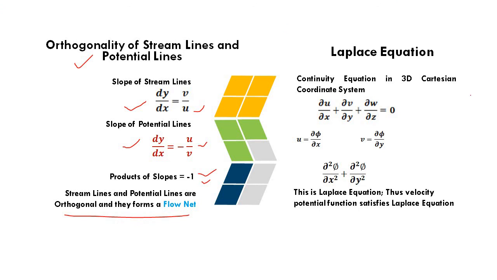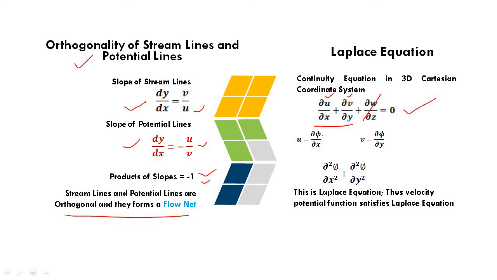We had derived the continuity equation: dou u by dou x plus dou v by dou y plus dou w by dou z equal to 0. It is the continuity equation in the 3-dimensional Cartesian coordinate system. If you are substituting for u and v, because we are referring to surface flows, surface flows means only 2-dimensional flow. So we have only 2 dimensions, u and v, and we don't consider the 3rd dimension.